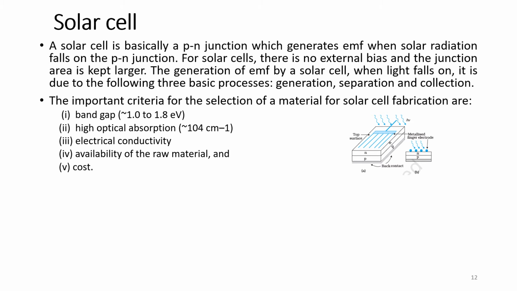The important criteria for selection of material for solar cell fabrication are: band gap, which should be 1 electron volt to 1.8 electron volt; high optical absorption, approximately equal to 10^4 per centimeter; electrical conductivity, so there should be good conductivity; and availability of raw material.